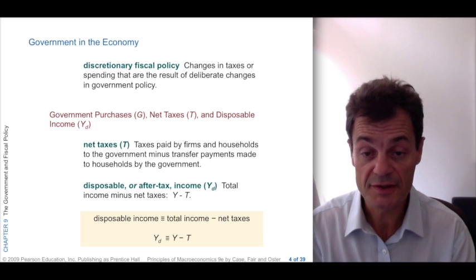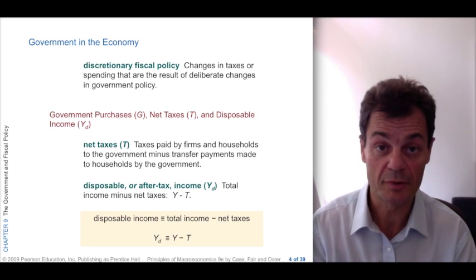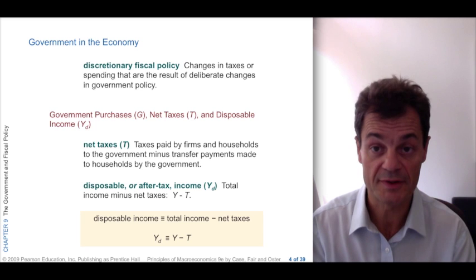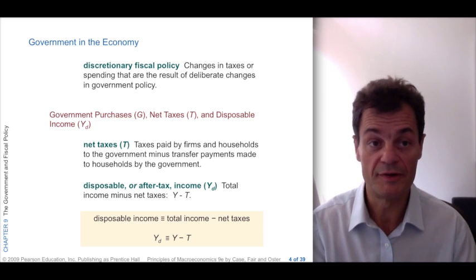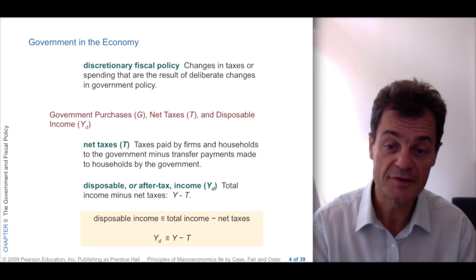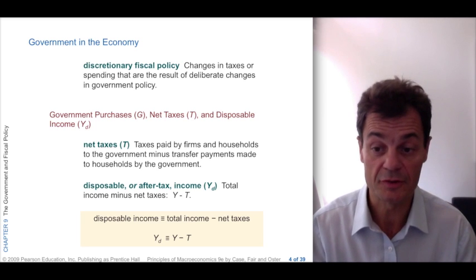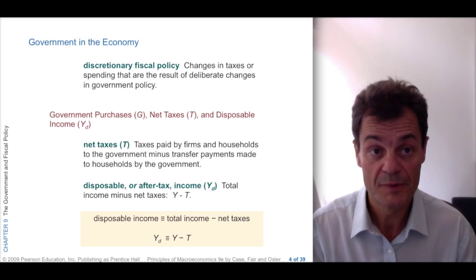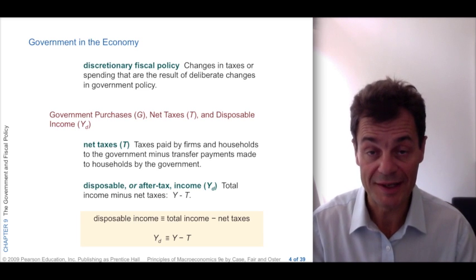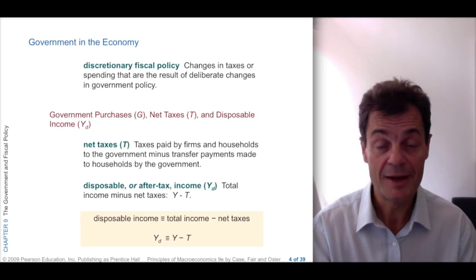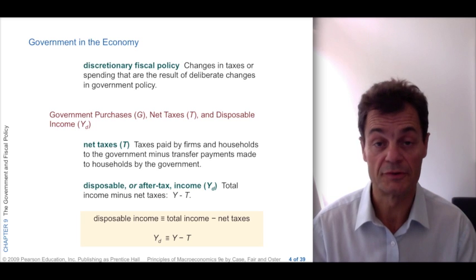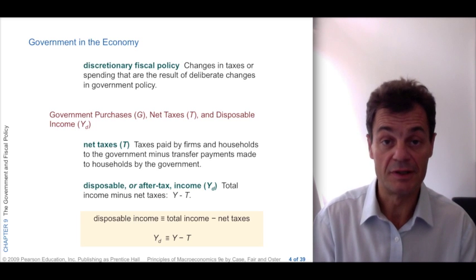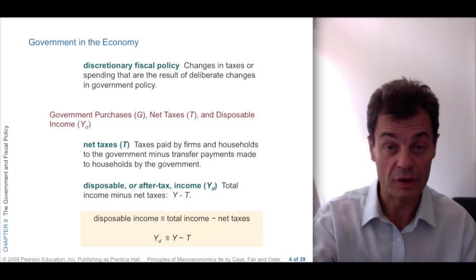The government purchases, the net taxes and the disposable incomes are new concepts that are introduced in this chapter. The net taxes, which we will denote T, are the taxes paid by the firms and the households to the government. And because we are talking about net taxes, they are the taxes paid minus all the transfers that are coming from the government to the households. So this is really the amount that goes out to the government.